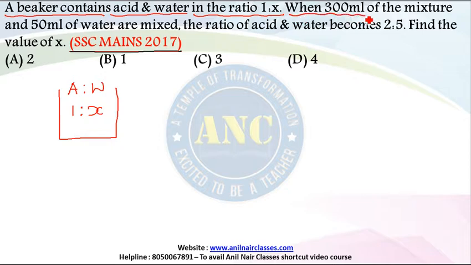When 300 ml of the mixture and 50 ml of water are mixed. Now in the first vessel, the acid and water are in the ratio 1:x, and 300 ml of mixture is present in the first vessel. 300 ml of mixture is present in the first vessel, and there is another vessel.